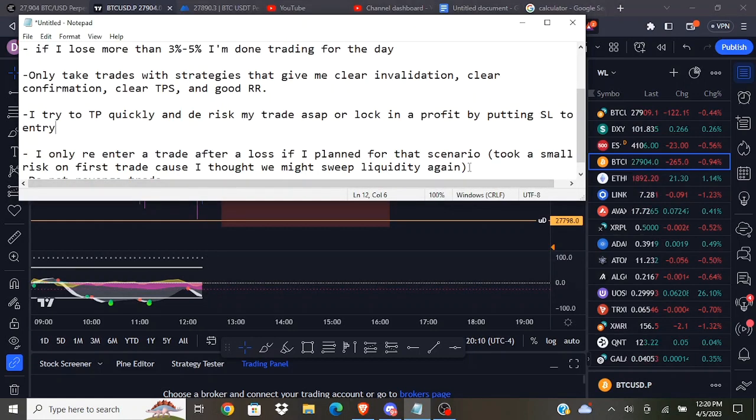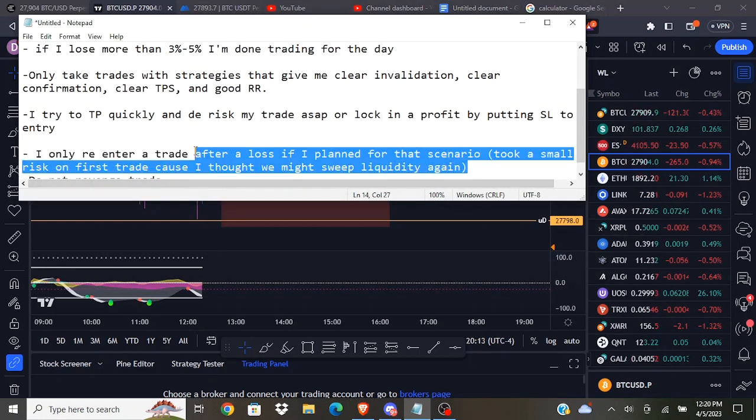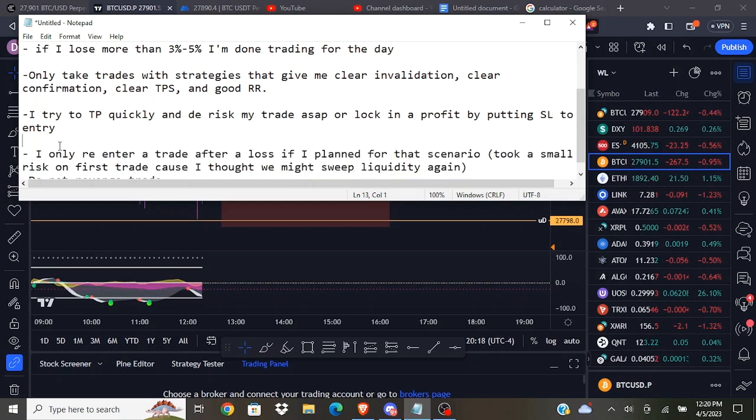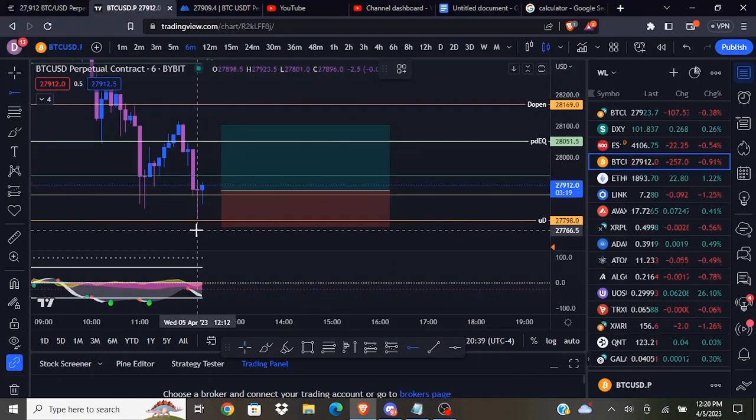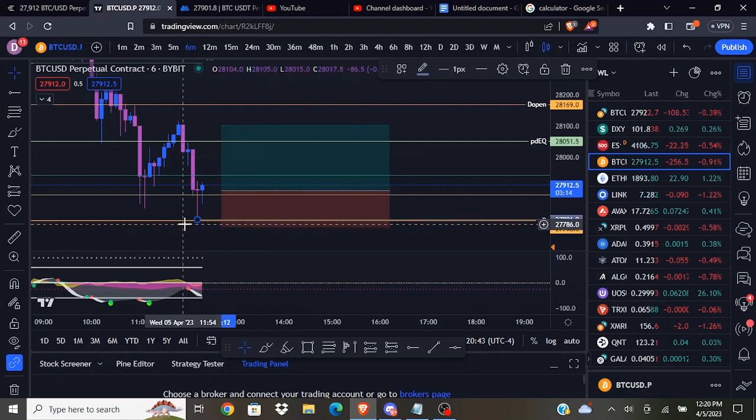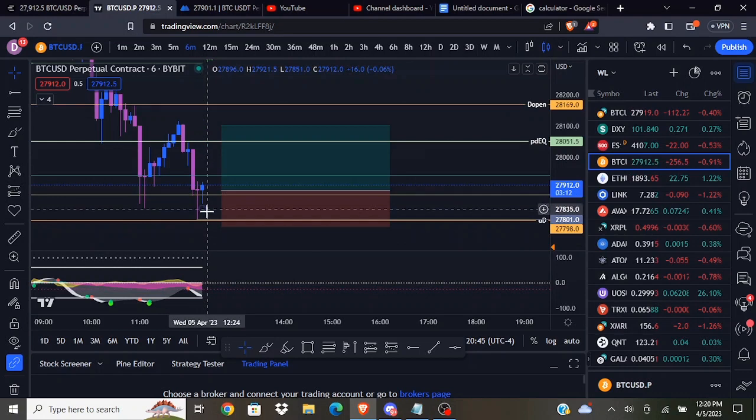And now I want to go over some extra little rules that I have. Number one, I only like to re-enter a trade after a loss if I planned for that scenario. So for example, if I took a small risk on the first trade because I thought there was a good chance that we might come back down for the lows, this is actually a decent example right here. Let's say I took this trade, but since we front ran the untapped daily, I think there's still a good chance we come down for the lows.